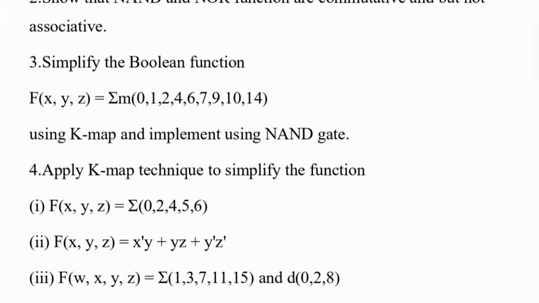Fourth question is apply K-map technique to simplify the functions: f(x, y, z) = sigma(0, 2, 4, 5, 6), then f(x, y, z) = x'y + yz + y'z', then f(w, x, y, z) = sigma(1, 3, 7, 11, 15) and d(0, 2, 8).